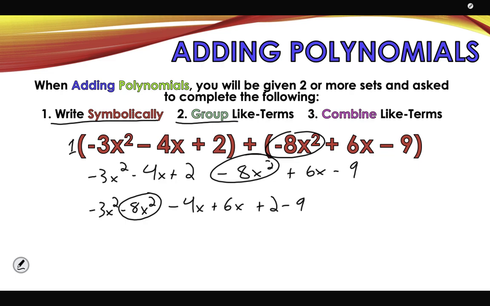I have -3 of something. I'm subtracting 8 of that same thing. -3 minus 8 is -11. And it's just whatever that thing was before. As long as it's the same thing, we subtract the same way as polynomials do. So then we would say, let's look at these two like terms. -4 plus 6 is 2, and I'm just going to keep this thing exactly the same. 2 minus 9 is -7.